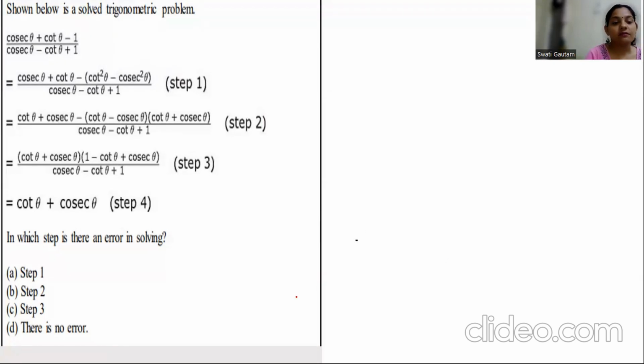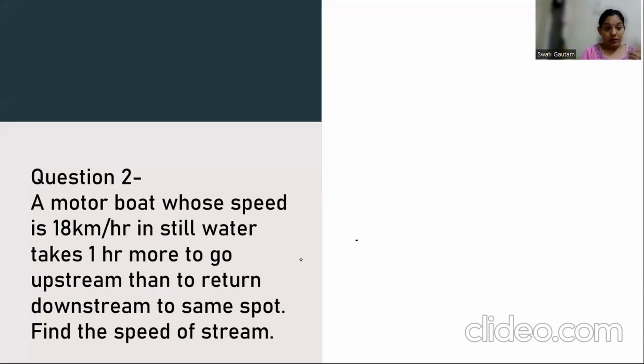Next question is a very important question from the Quadratic Equation chapter. A motorboat whose speed is 18 km per hour in still water takes 1 hour more to go upstream. It means the speed of the boat is given: the speed of the boat is 18 km per hour.